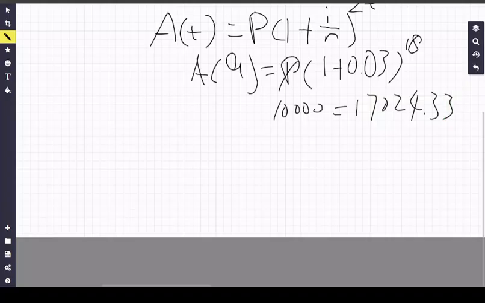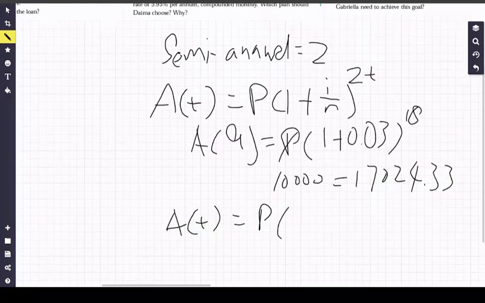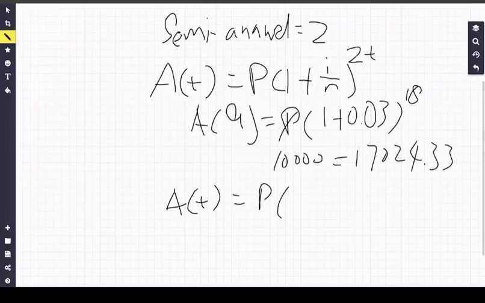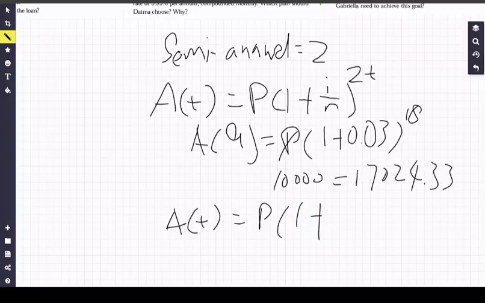17,024.33. For our second one, we're going to have A at T is equal to principal times 1 plus. So instead of 6% divided by 2, we actually have to divide it by 12, because we have 12 compounding periods, right? So that is going to be an extremely small number. So I won't write it out because it's going to take a lot of digits. But you know, I'll write you the exact value.